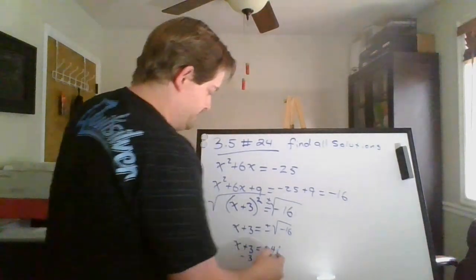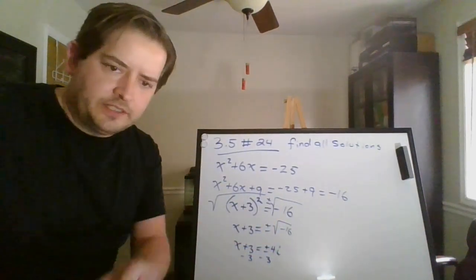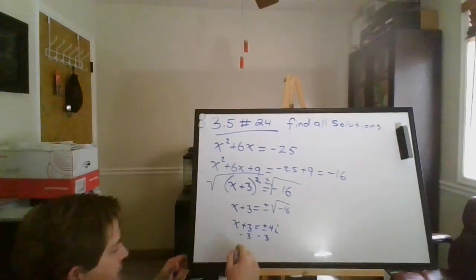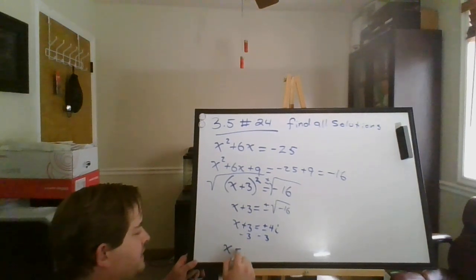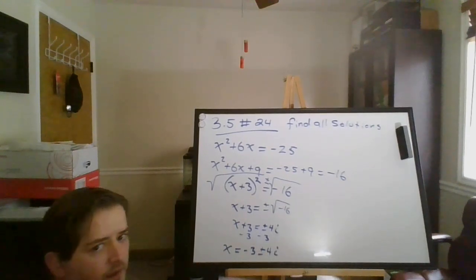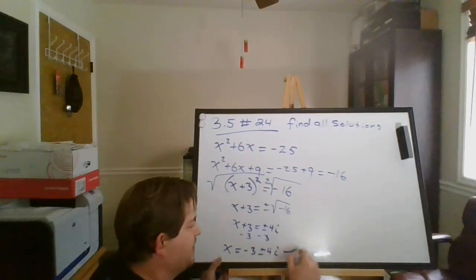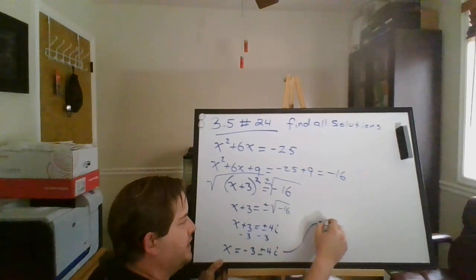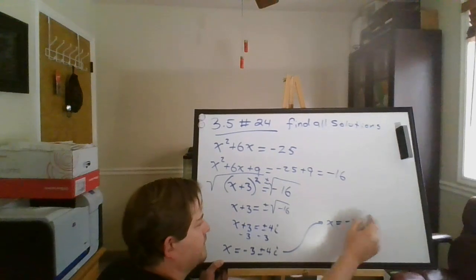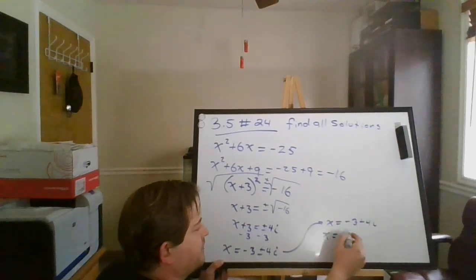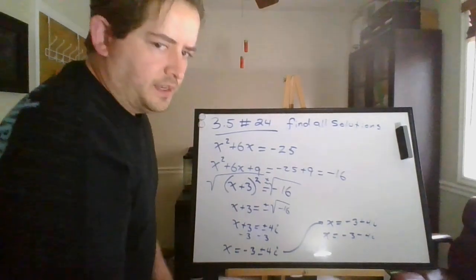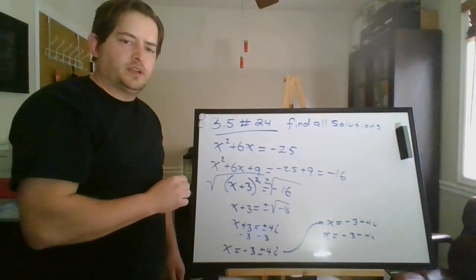So let me write it up here. Maybe, well, let me just build this a little bit. There we go. So then this tells me that I have x equals negative 3 plus or minus 4i, right? And this is the same as having negative 3 plus 4i, or x equals negative 3 minus 4i. So those are my two solutions. Negative 3 plus 4i and negative 3 minus 4i.